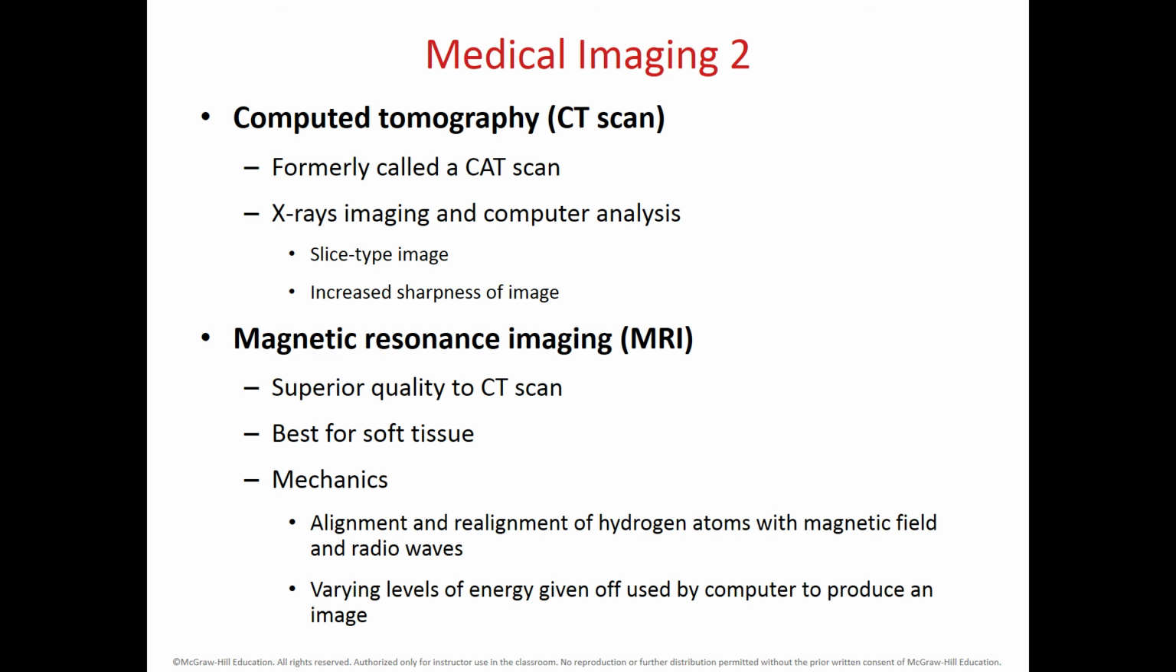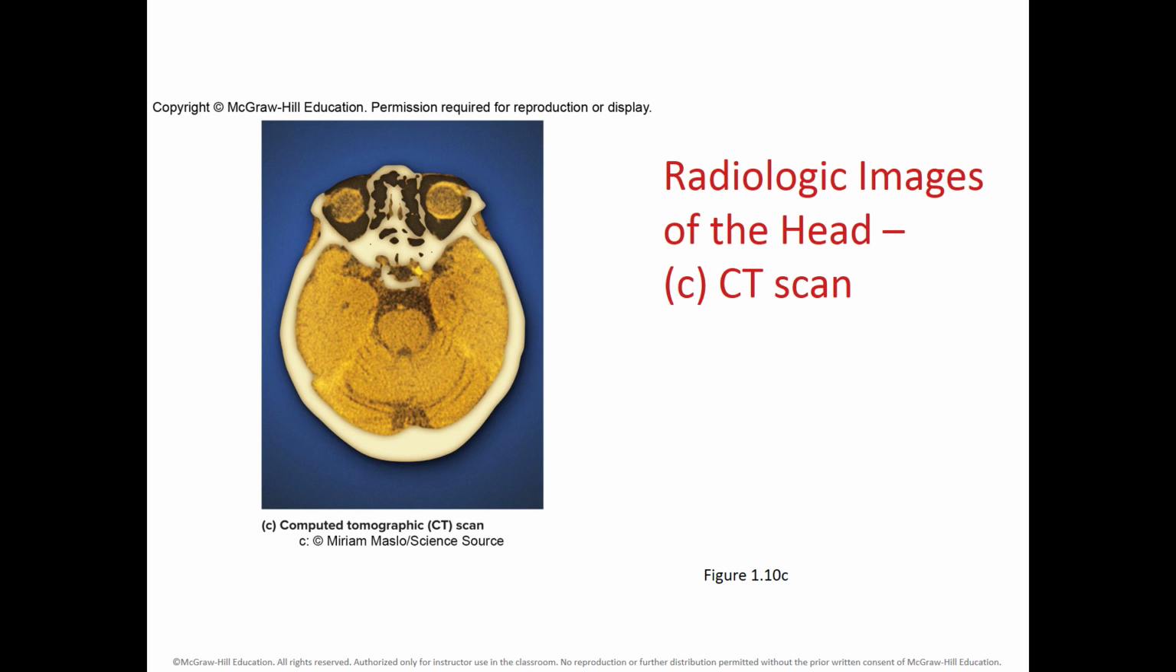Now, MRIs, or magnetic resonance imaging, are more sophisticated studies than CT scans. They have a superior quality. It is better to study soft tissues in our body, and this will use a magnetic field that is produced through the alignment and realignment of hydrogen atoms that we have in our body. As these hydrogen atoms are vibrating, they produce different levels of energy that can be detected by a computer, and then through this computer imaging, you can produce an image.